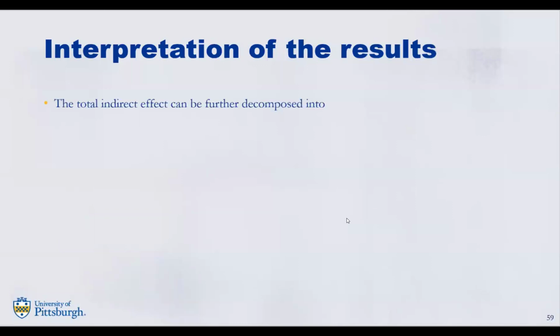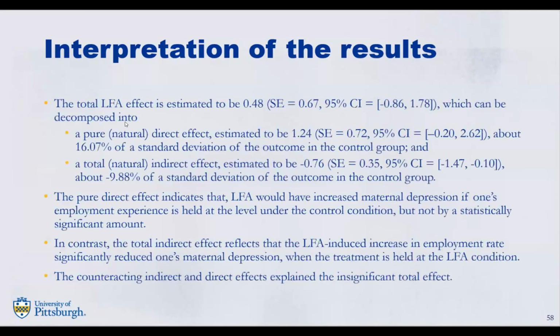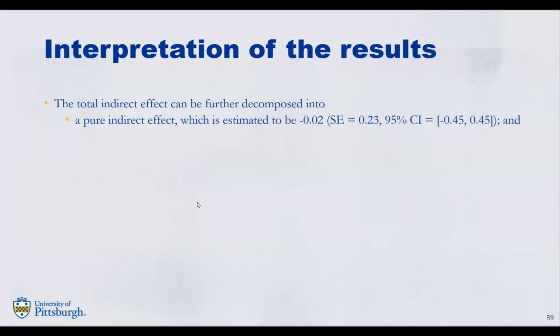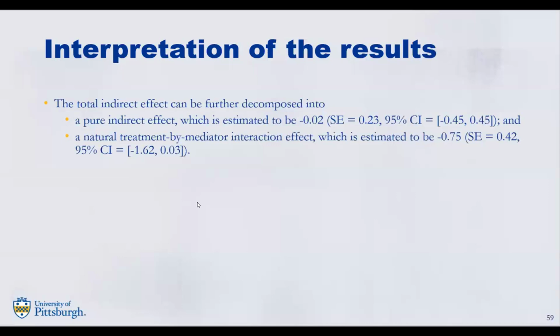And as we mentioned earlier, for the total effect decomposition, I recommend decomposing it into 3 components: the pure indirect effect, the pure direct effect, and the interaction. Just now when I reported the results, I decomposed it into a pure direct effect and a total indirect effect. Here, a total indirect effect can be further decomposed into a pure indirect effect, which is estimated to be negative 0.02, and a natural treatment by mediator interaction effect, which is estimated to be negative 0.75.